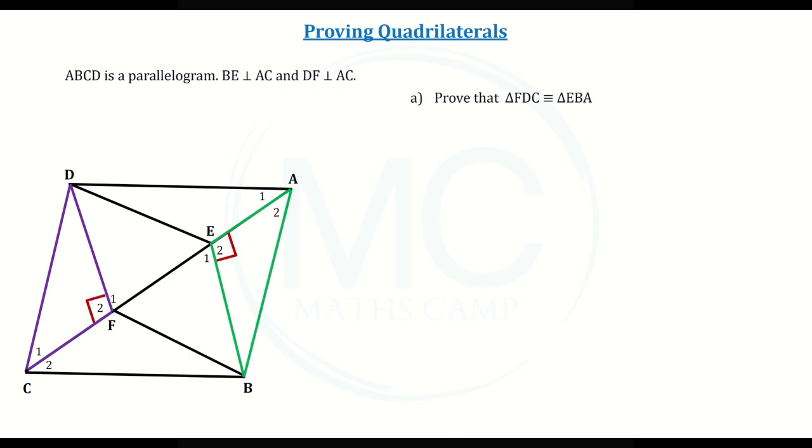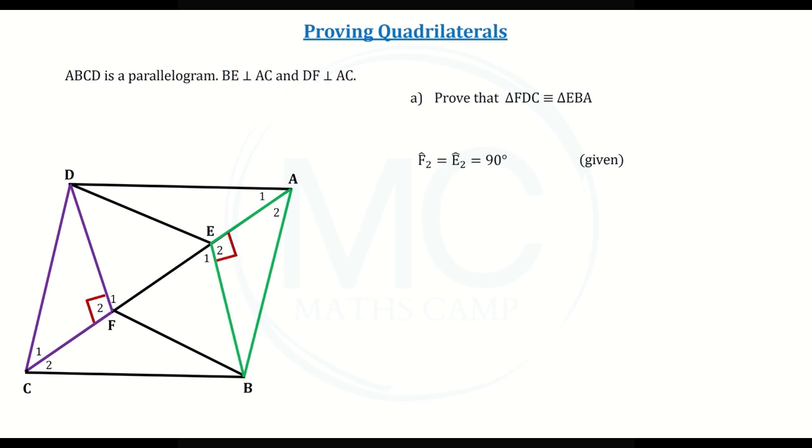Now we can make the statement that angle F2 is equal to angle E2, and both of these are equal to 90 degrees. We know this because this has been given to us in the question. We need more information to prove that triangle FDC is congruent to triangle EBA. So what else do we know?